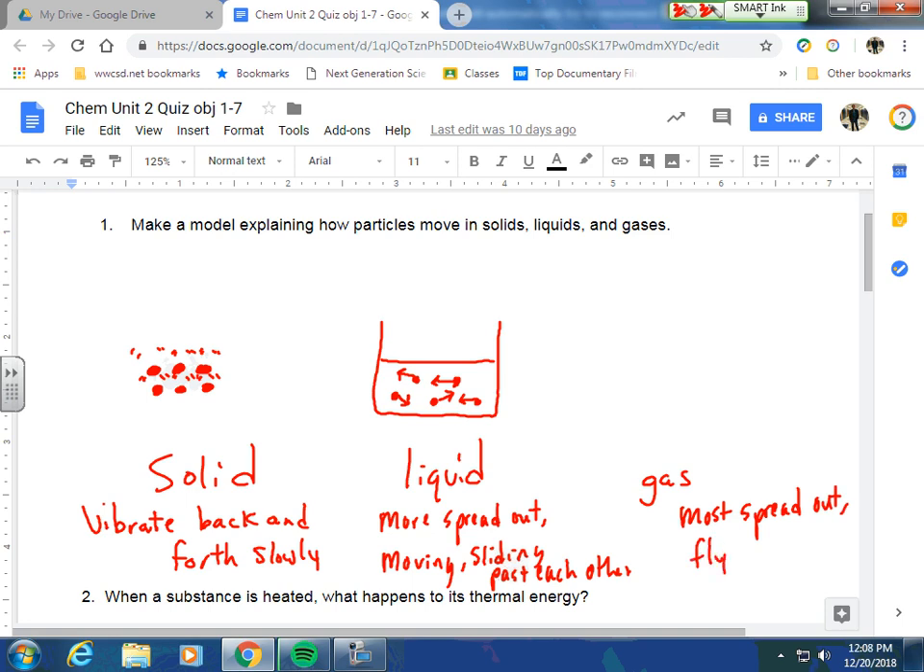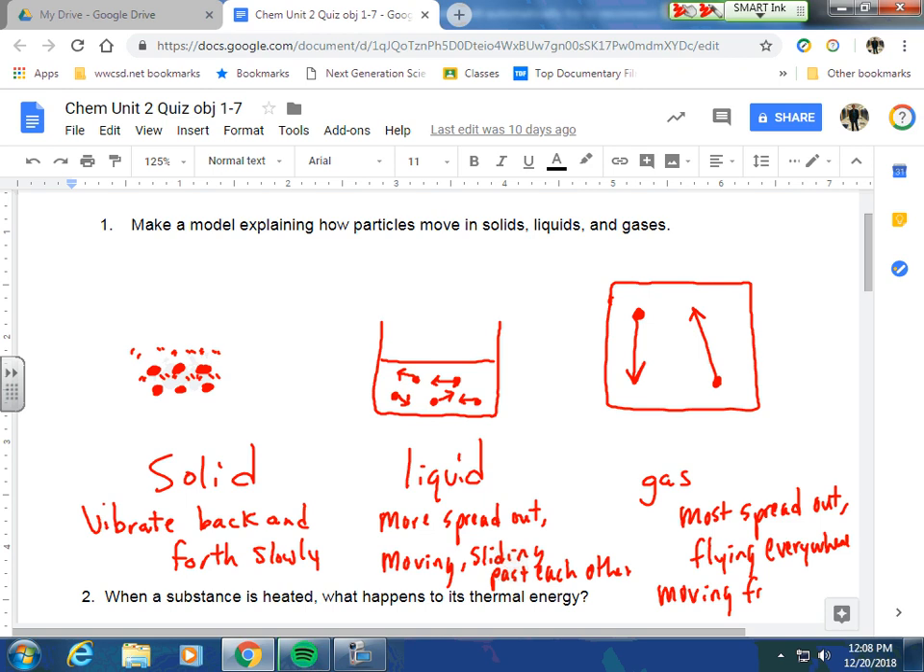Gas, most spread out. Flying everywhere, something like that, I think some people put. So for this, I'm going to do a whole box so it shows the gas enclosed. And we want these really spread out, so maybe just two of them would be good. And make big arrows. Moving fastest, maybe I put.